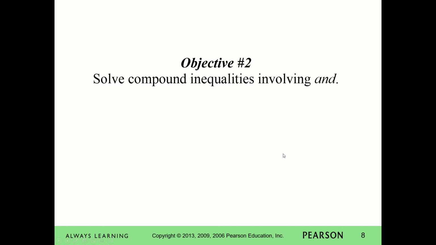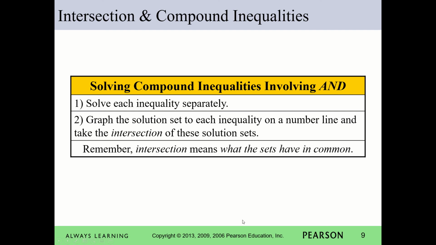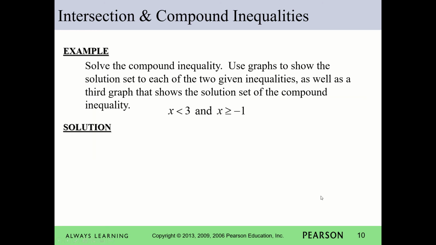So let's look at some compound inequalities involving "and." This is our intersection. What we're going to do if we have an "and" problem is essentially we're going to solve each inequality separately, and then we're going to find out the intersection. We're going to find out what they have in common. So for this problem, basically we're going to try to graph these. They're usually more helpful if we graph them or if we do them in that parenthesis notation.